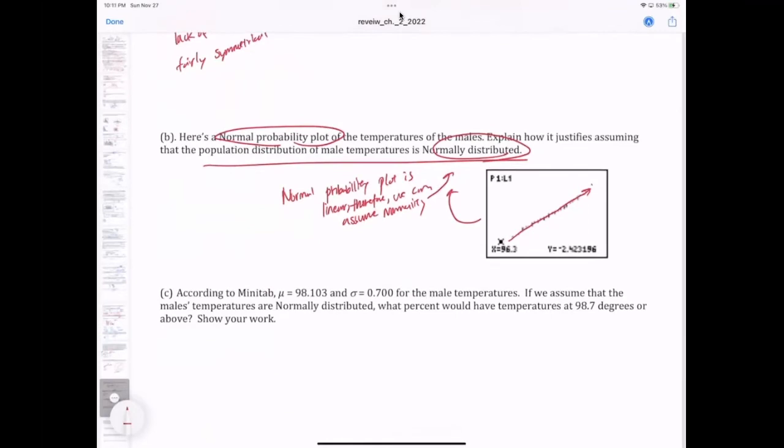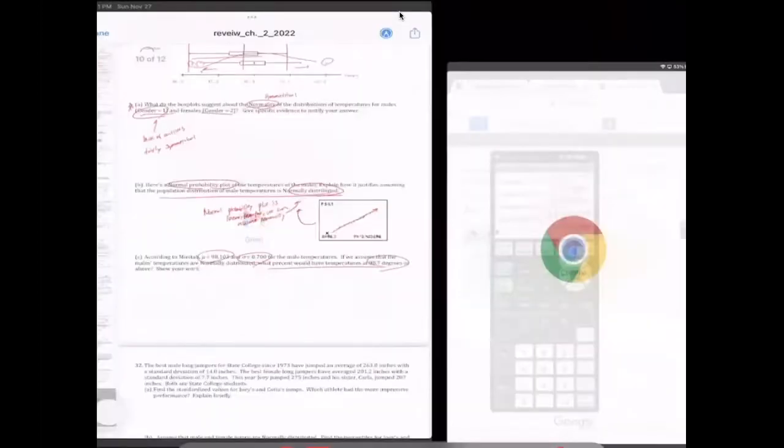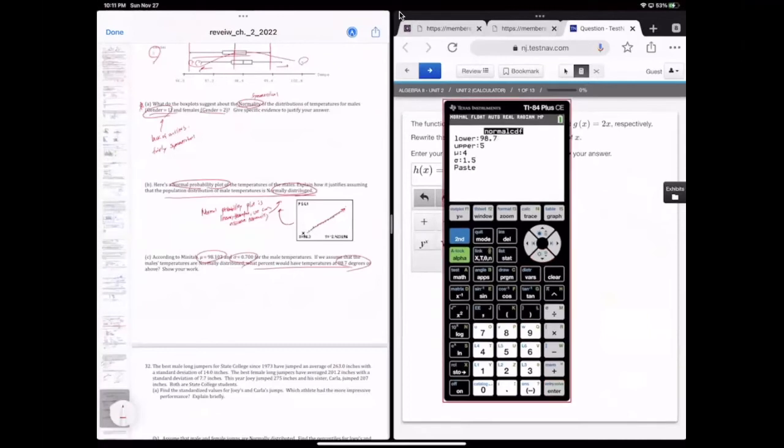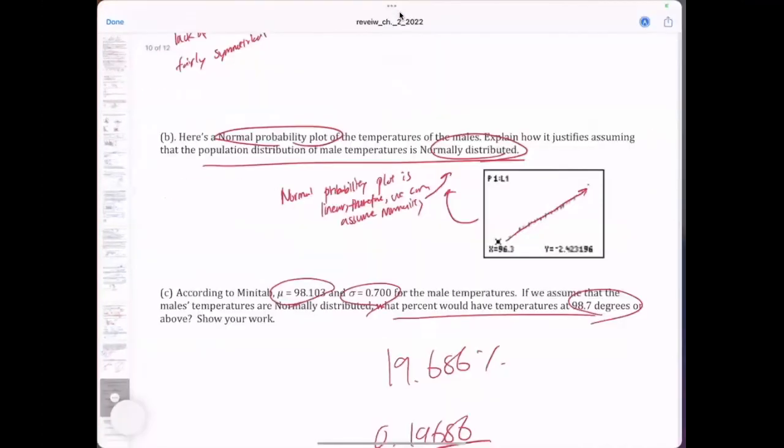Part C, according to the Minitab, we have the mean and the standard deviation. What percent would have the temperatures at 98.7 degrees or above? Okay. Again, this is a normal CDF question. We have 98.7 and for the upper we can just do 99999. The mean is 98.103, standard deviation is 0.700, and then paste. So we have about 19.686%, or 0.1969. That should be the correct answer, yes.